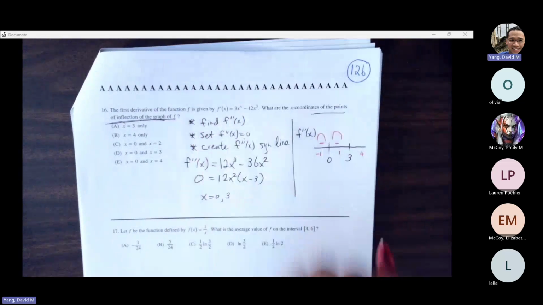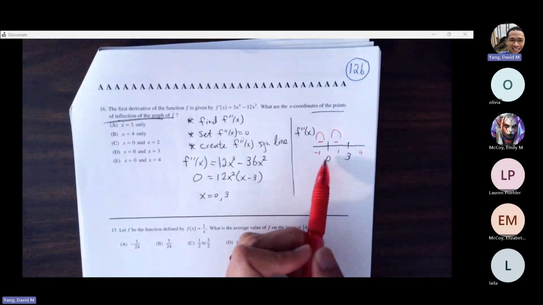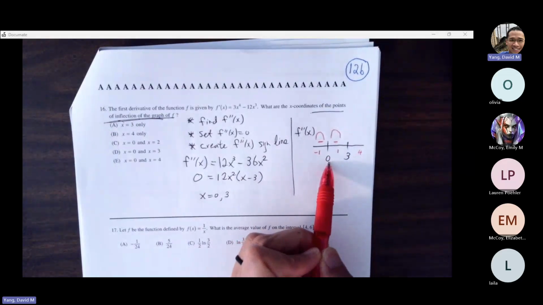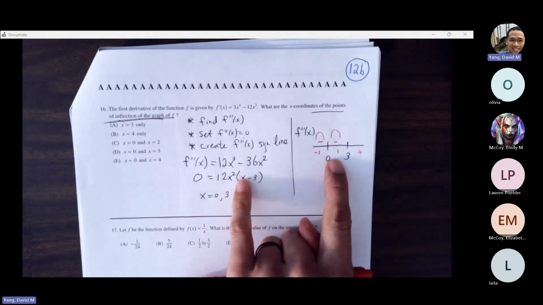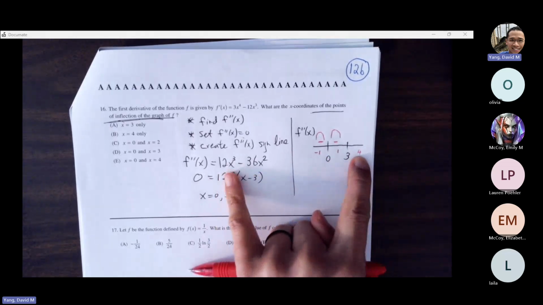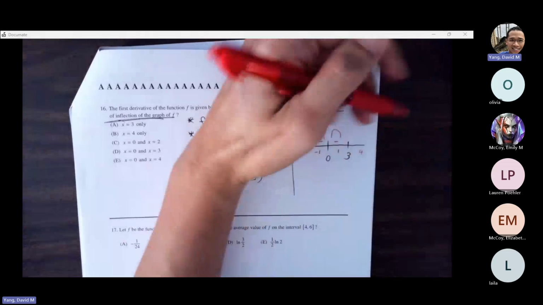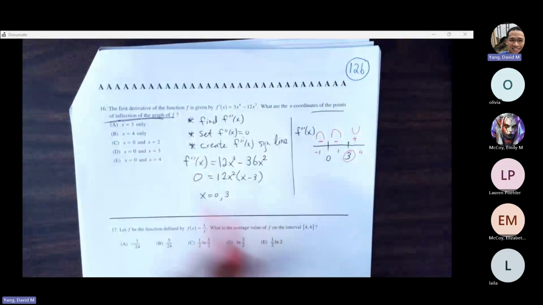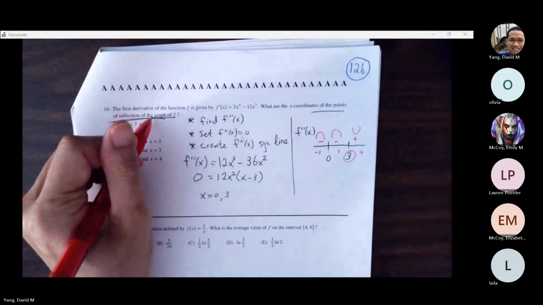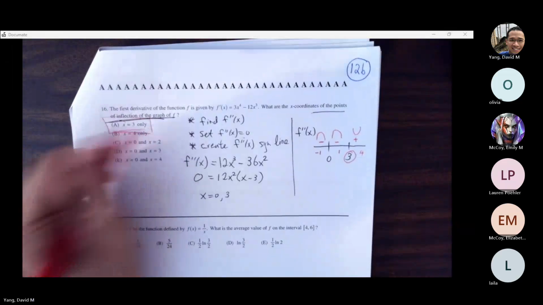Now notice that there is no change in sign, which means there's not a point of inflection at 0. All right, plug 3 in, positive. Sorry, plug 4 in, my bad. Positive times positive, which is positive. So there is a change in sign at 3, point of inflection at x equals 3. Answer choice A.